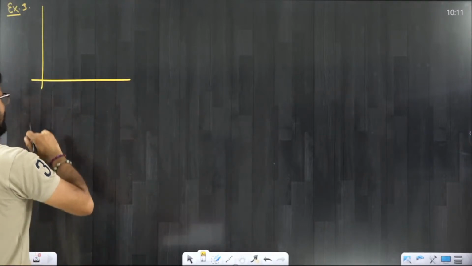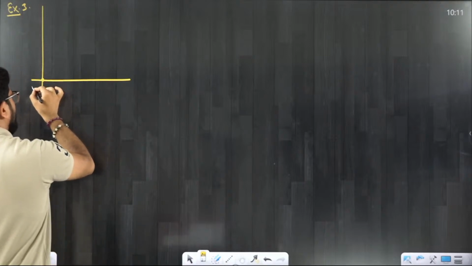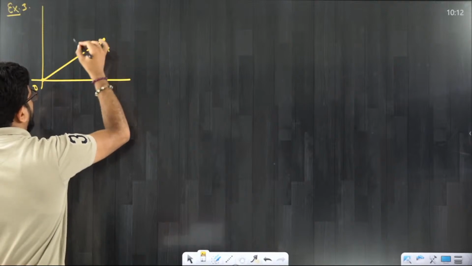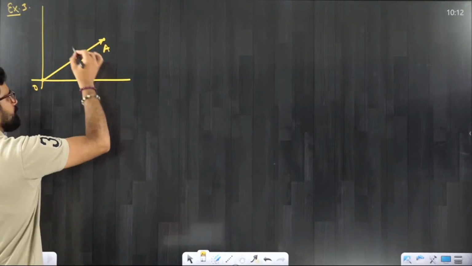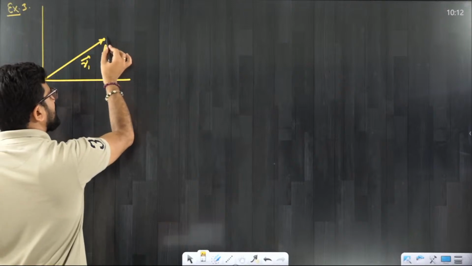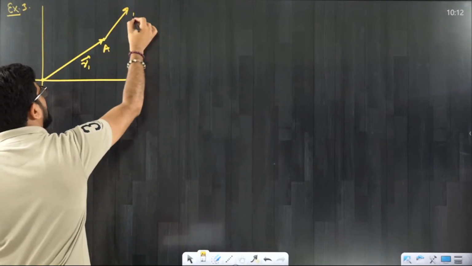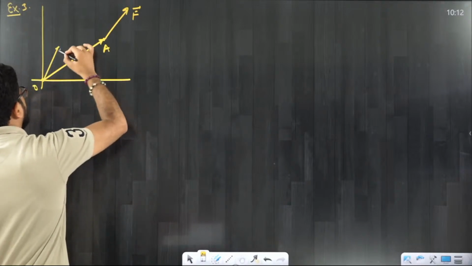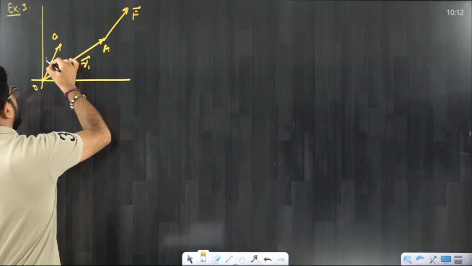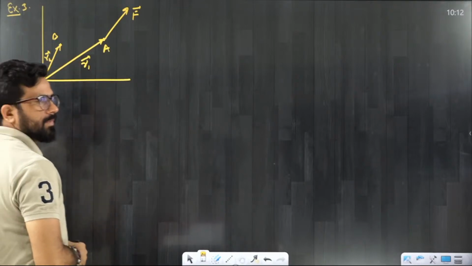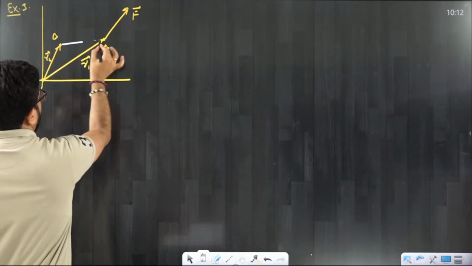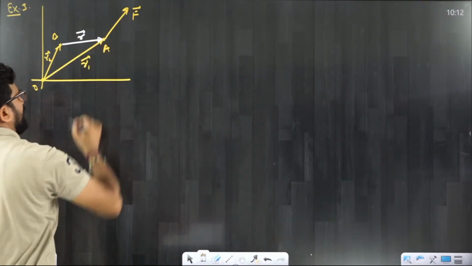This is just a schematic diagram. It is not a correct diagram, I am telling you already, so don't focus on that part. Suppose this is the origin and I'm taking one point here, A. This is a position vector R1. On this position vector there is a force acting, this is F. And there is one more point, point B, and this position vector is R2. If I join both points, this becomes the R vector.